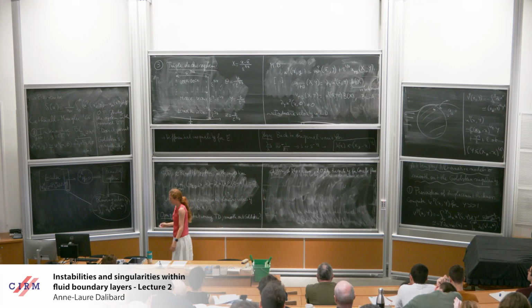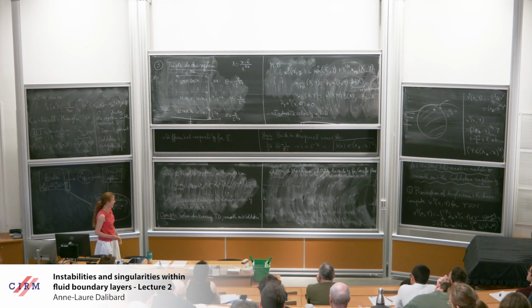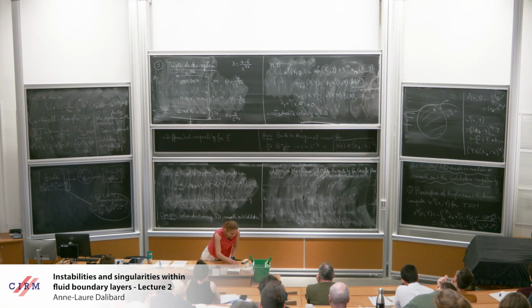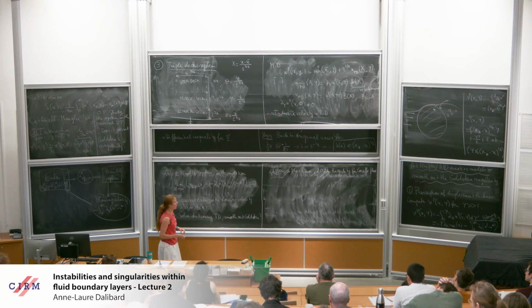Okay, so it's a very nice result, and I think it's the only result that we have on the stationary triple deck, but I still don't understand what it says about separation. Okay, but maybe this is just my own problem. I need to understand.